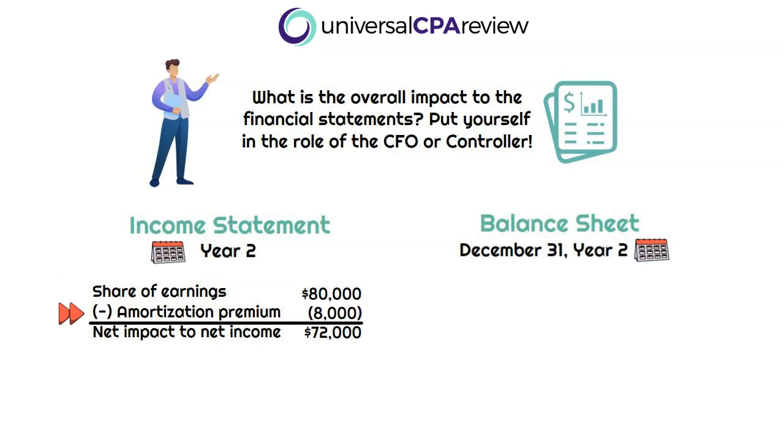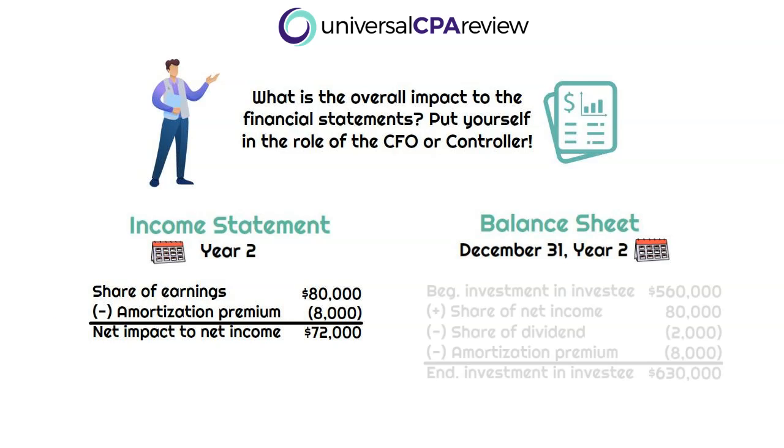But remember, in step 4, we also had to amortize that premium for the excess amount of the fair value to book value difference. And we determined that was $8,000, and that's basically going to offset our share of earnings recorded from net income, right? So our net impact to net income for Bayer would be $72,000. So that's what we would see in the income statement.